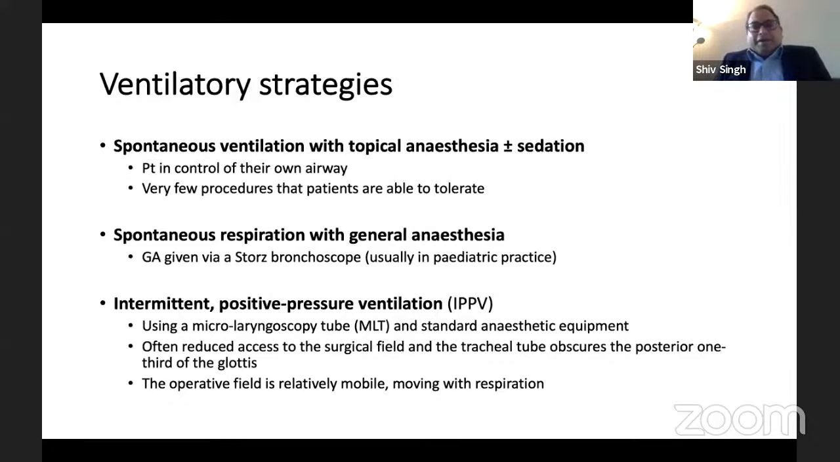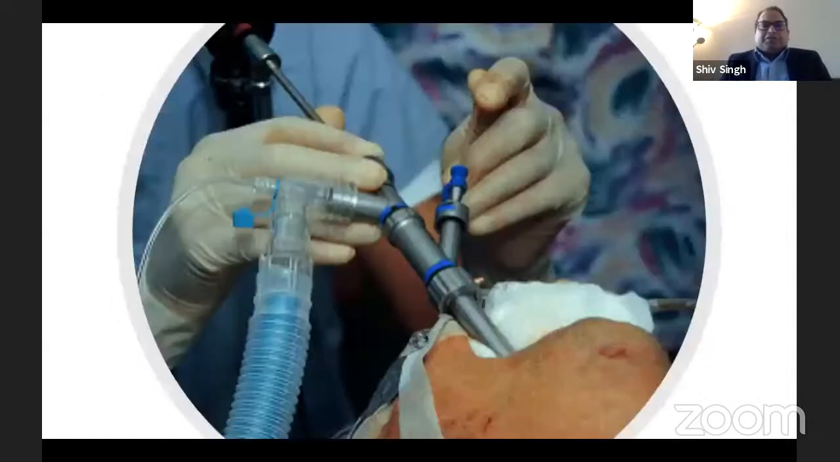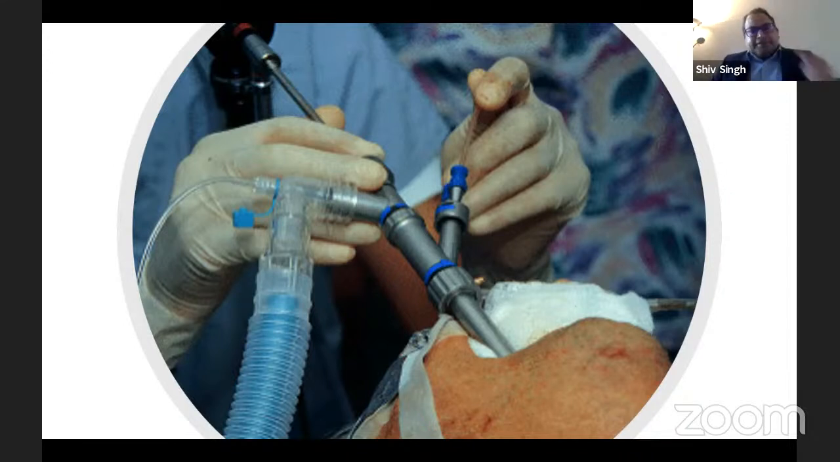And because you're ventilating the patient, the operative field can be relatively mobile. It's not much of a problem because we do tend to paralyze the patient. So I think the respiratory movement shouldn't be too much of an issue. Here you can see a rigid bronchoscope, to which a normal anesthesia circuit is attached. You can also see the gas monitoring and tidal CO2 monitoring. Though it's not very easy, it can be done in these cases with a normal circuit.